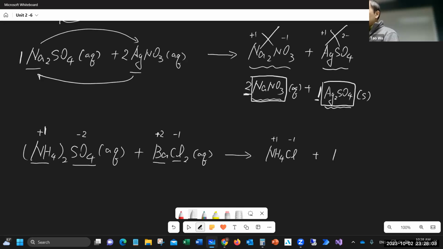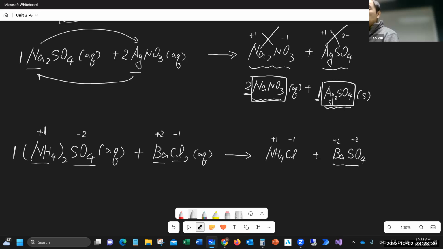And also the barium will combine with sulfate. Barium is +2, sulfate is -2. Again, +2 and -2, we just need one barium and one sulfate, then boom, combine together. That's it. So now this is the correct formula: barium sulfate, ammonium chloride. Then you need to balance this equation.